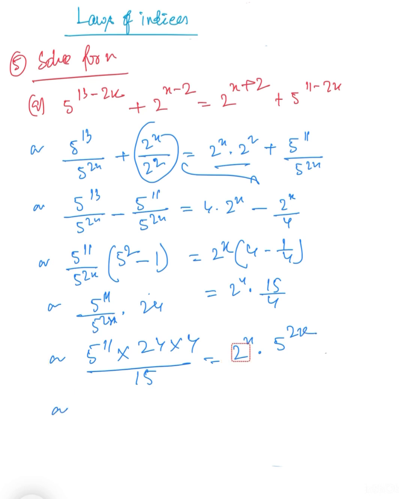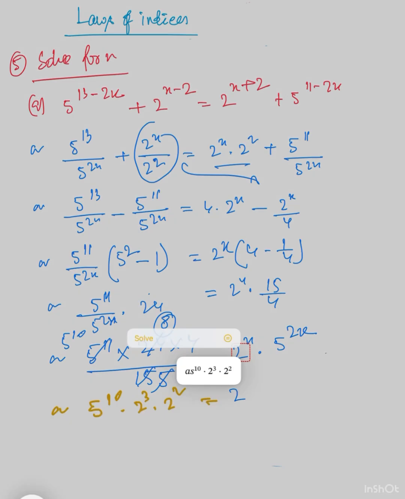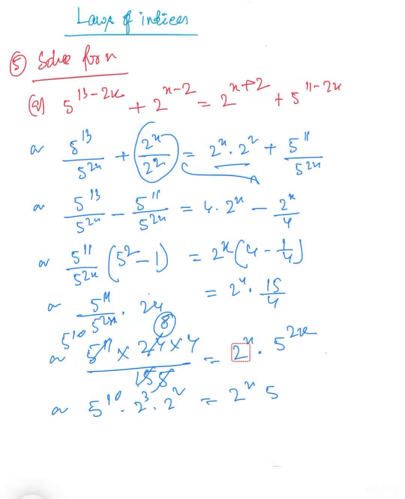By simplification, in the left side, right, you can follow it. It is 5 to the power 10 into 8 means 2 cube and 4 means 2 square equal to 2 to the power x into 5 to the power 2x.